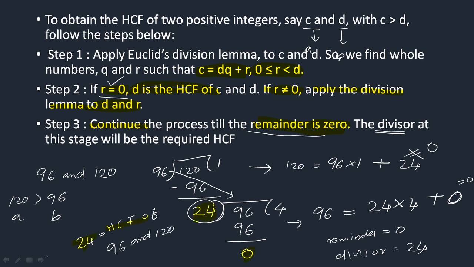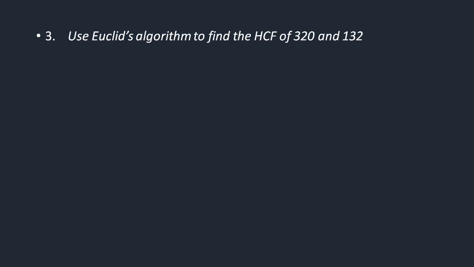So when the remainder becomes 0, 24 is the divisor. So we will be using another example. Use Euclid's algorithm to find the HCF of 320 and 132. So 320 is greater than 132, so we will be considering A as 320 and B as 132. So we will be dividing 320 by 132.